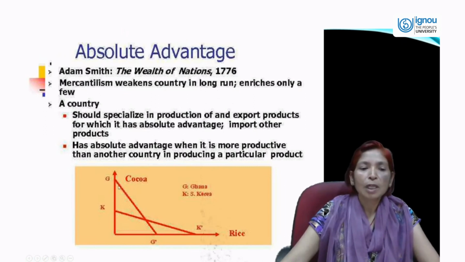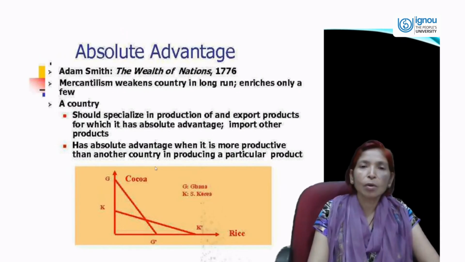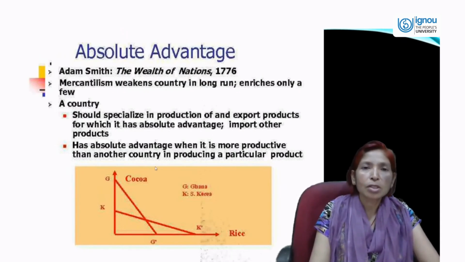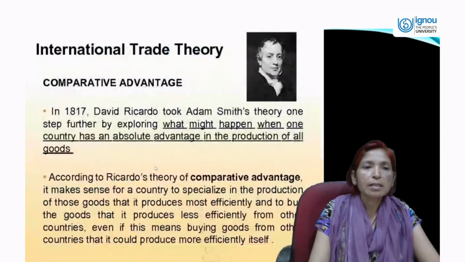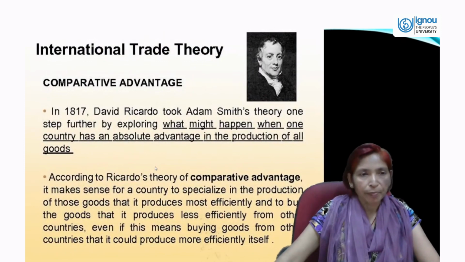Ghana will export more cocoa to South Korea, and South Korea will export more rice to Ghana. In engaging in this international trade business, both will get advantages by doing this international trade. This is known as the absolute cost advantage theory of international trade. Now, next is the comparative cost advantage theory.